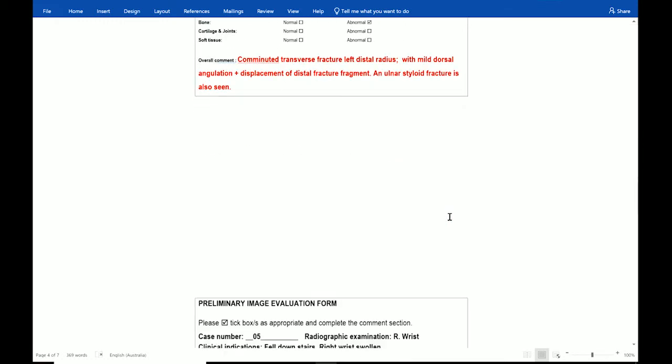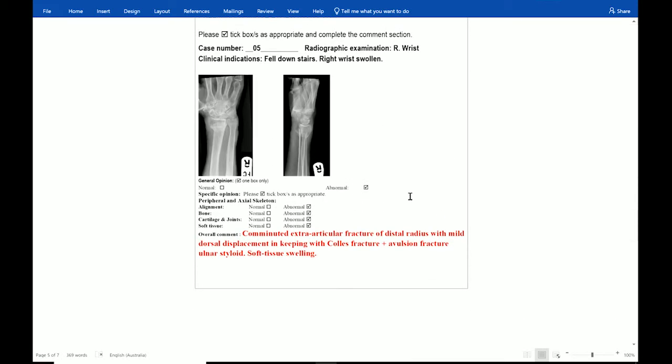So for case 5, everything is abnormal. So there's a comminuted extra-articular fracture of the distal radius with mild dorsal displacement, which is in keeping with the Colles fracture. There's also an avulsion of the ulnar styloid, and there's some soft tissue swelling of it.